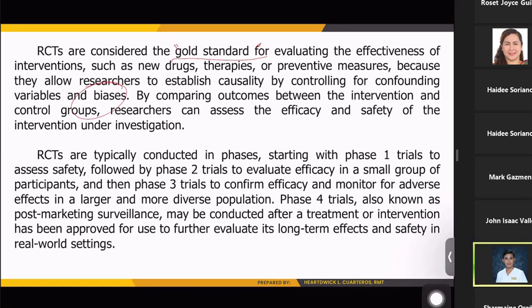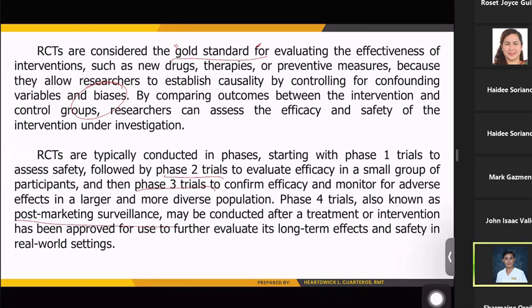under investigation. Okay? Your RCTs now are typically conducted in phases starting with phase 1 trials, okay, to assess safety, followed by phase 2 trials to evaluate efficacy in a small group of participants, and the phase 3 trials now as a confirmatory or to confirm efficacy and monitor for adverse effect in a larger or more diverse population. Now, the phase 4 trials now also known as the post-marketing surveillance.